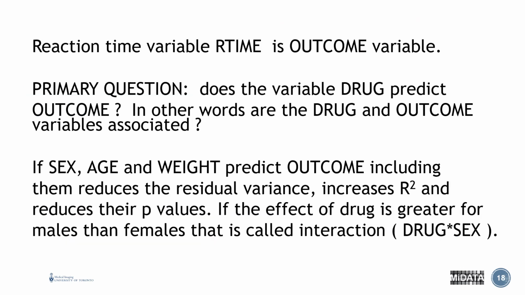So to summarize, if the reaction time variable is the outcome variable, your primary question is, does the variable drug predict outcome? In other words, are the drug and outcome variables associated? Now, if sex, age, and weight predict outcome, including them reduces the residual variance, which increases R-squared and reduces their p-values. If the effect of drug is greater for males than females, then this is what we call interaction. And all of this can be analyzed using PROC GLM.